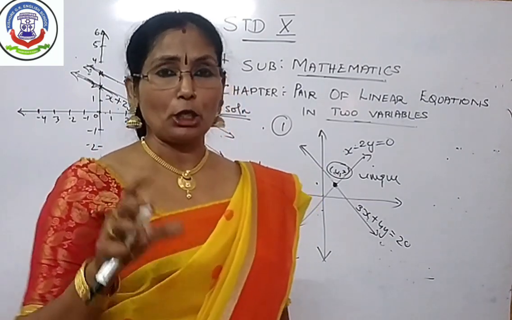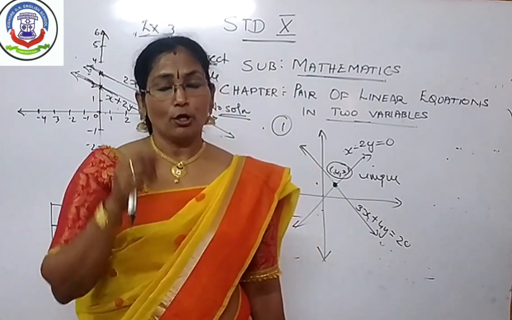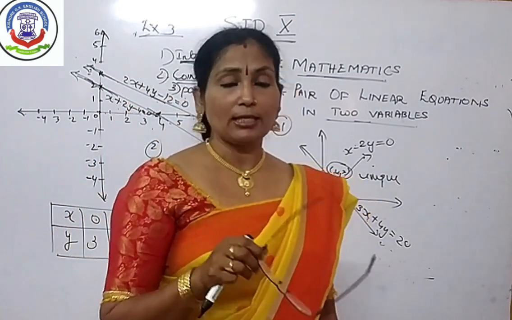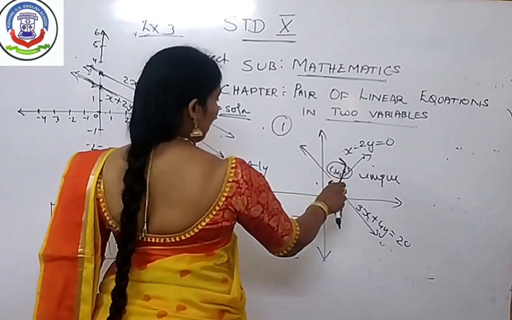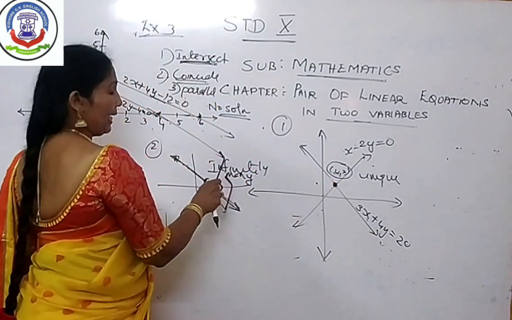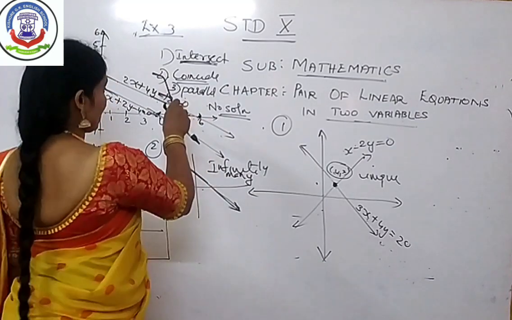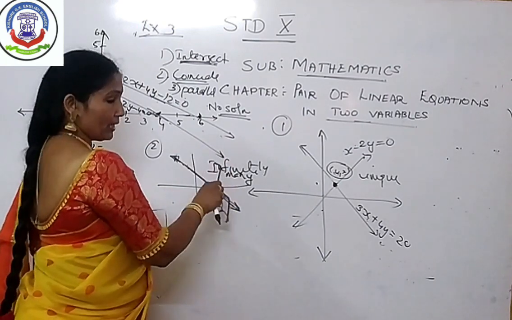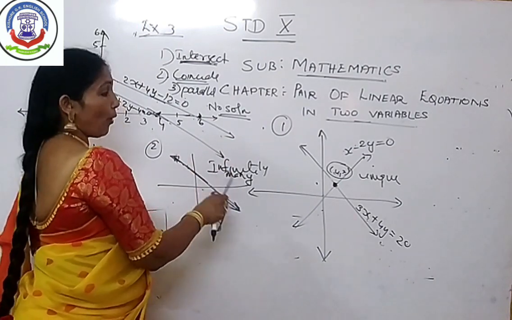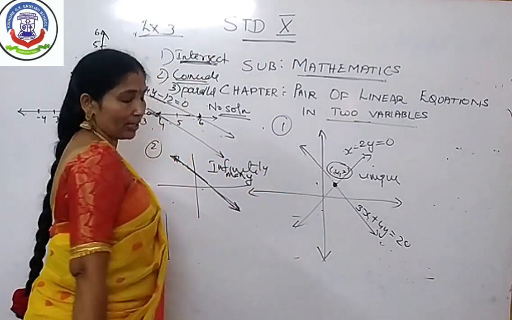A pair of linear equations you can also write as a system of linear equations. For a system of linear equations, there are three possibilities: unique solution, infinitely many solutions, no solution. No solution comes when the lines are parallel. Infinitely many solutions come when they are coinciding one over the other. A unique solution comes when they are intersecting.